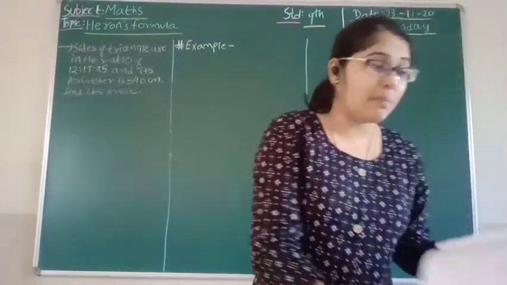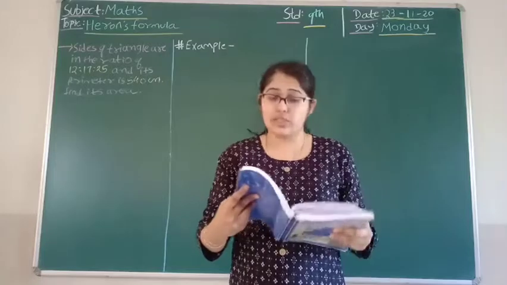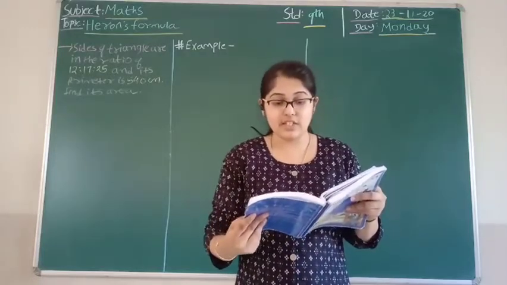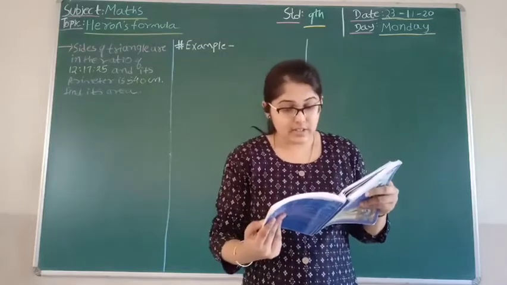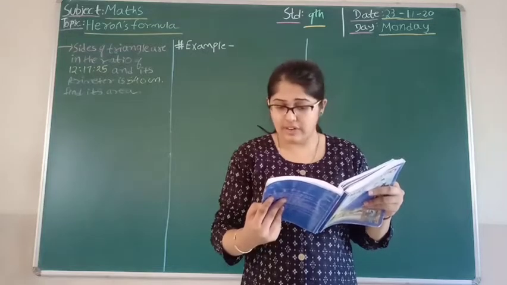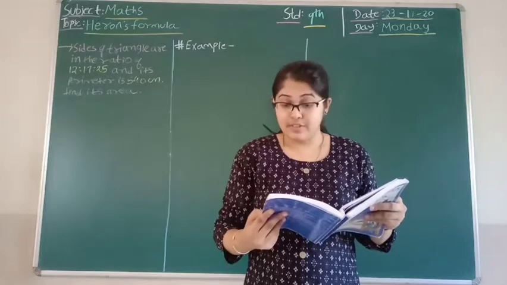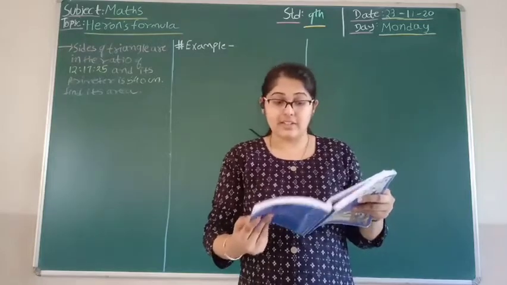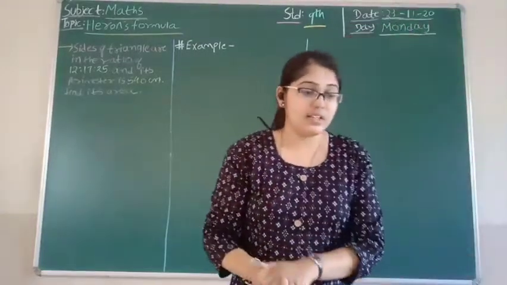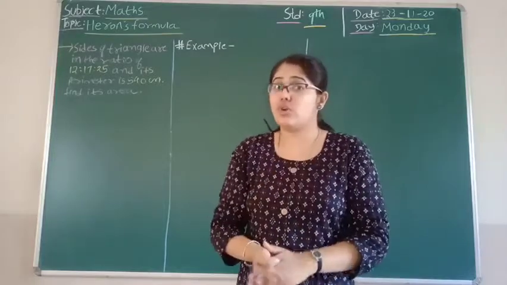In this video, students, we are going to see a sum. If you see in your textbook, page number 203, exercise 12.1, the 5th sum says: the sides of a triangle are in the ratio of 12 is to 17 is to 25 and its perimeter is 540 centimeter. Find its area. We are going to solve this sum.